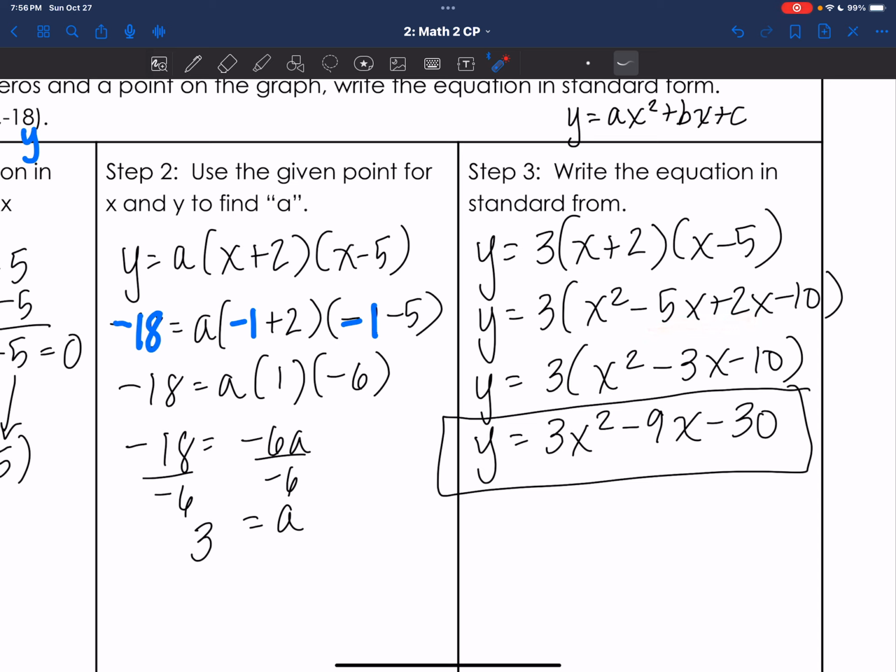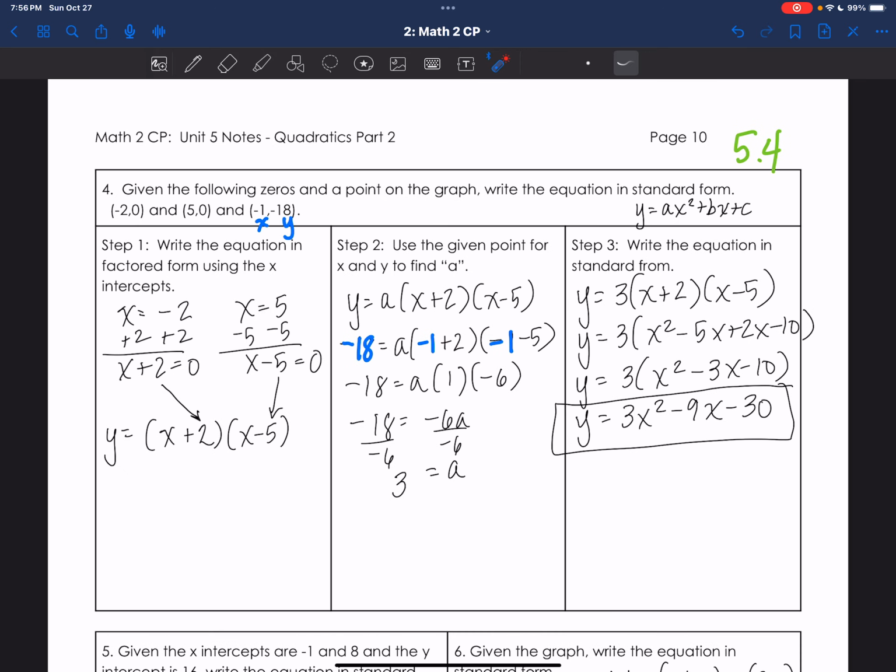So we'll get y equals 3. And then now you can go ahead and distribute the 3 here to get 3x squared minus 9x minus 30. And then that is standard form for all of that, given the information here.